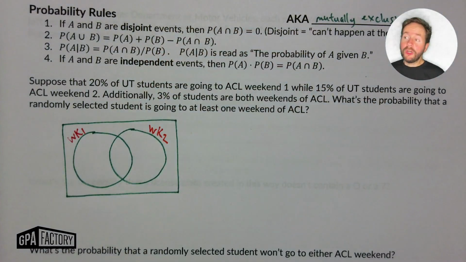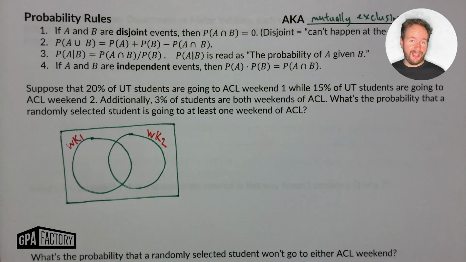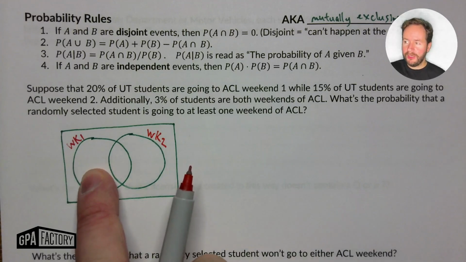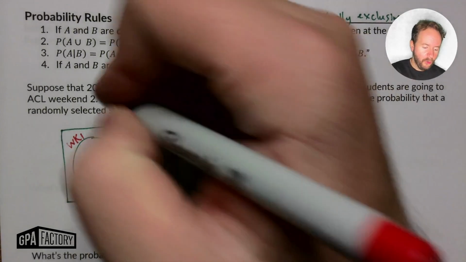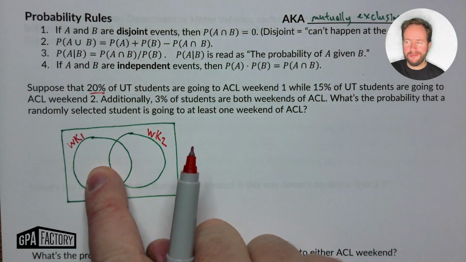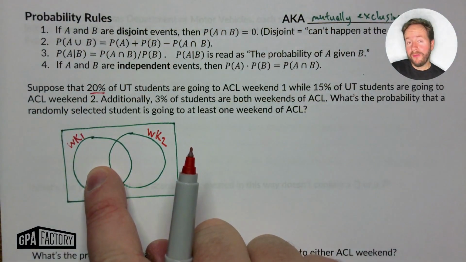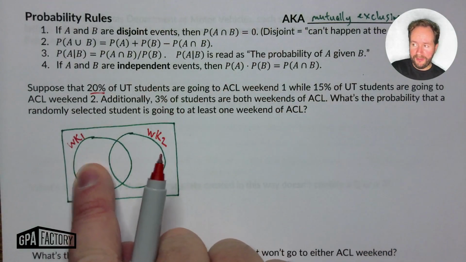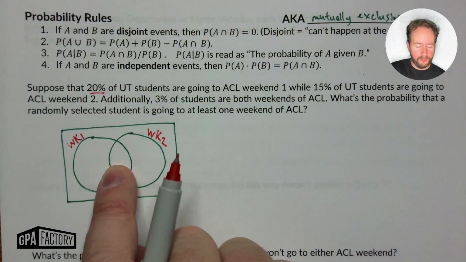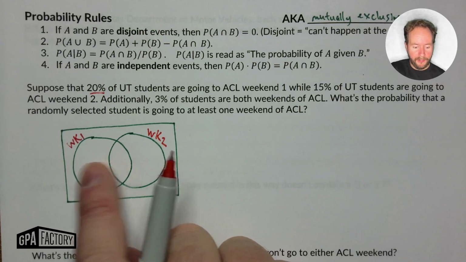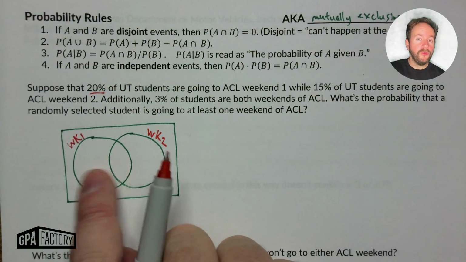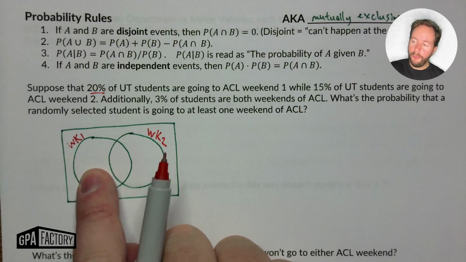Okay. Now we are told that 20% of students are going to ACL in weekend 1. Now it might be tempting to put 0.2 here. Everyone's very tempted, when they see 20%, to put a 0.2 here. Don't do that, because we don't know how this 20% gets broken up between this piece and this piece. This whole bubble is supposed to be 20%. So maybe this is 10 and this is 10, or maybe this is 15 and this is 5. We don't know how these two numbers are supposed to add up to 20. So don't put all 20 here.